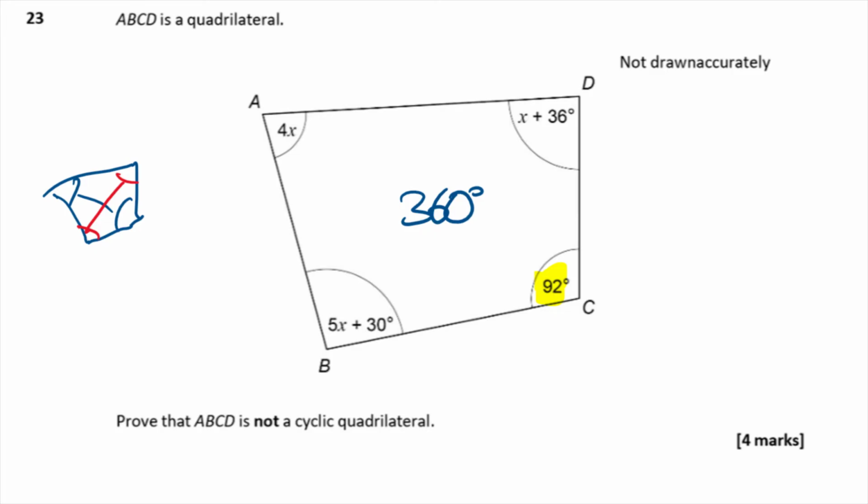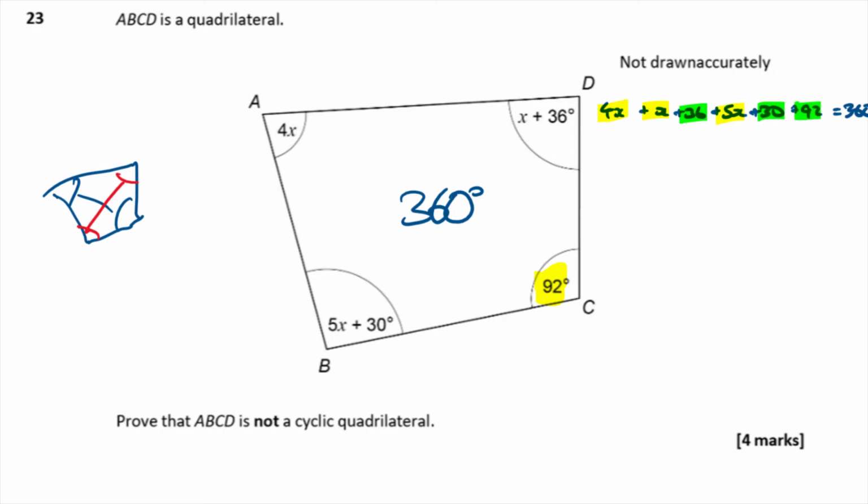So I'm going to use the fact that my 4 angles, 4x plus x plus 36 plus 5x plus 30 plus 92 equals 360. They all add up to 360. So let's just collect like terms. I've got a 4x, an x, a 5x, and then I've got a 36, a 30, and a 92 that I need to add up.